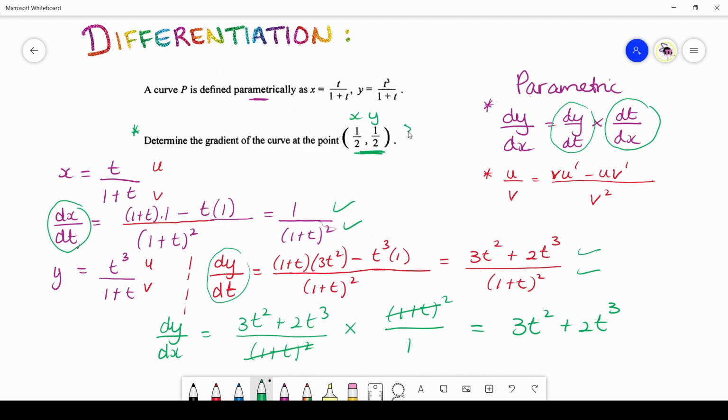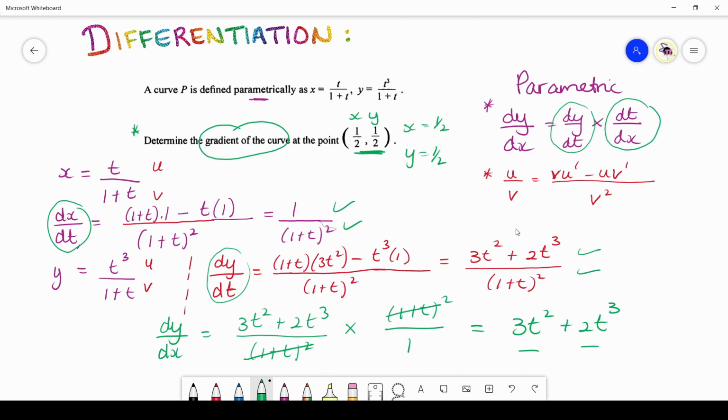So you have two values. You have the value of x being a half. You also have the value of y being a half, right? So we could substitute those values into our gradient, but the problem is that our gradient is in terms of t. So if only we had a value for t, we could find that value for the gradient of the curve, which is what they want at the end of the day. So how do we find that value of t? Think. Have you figured it out?